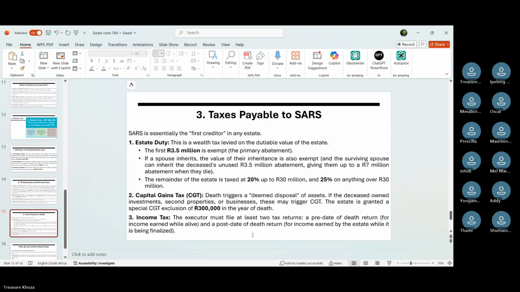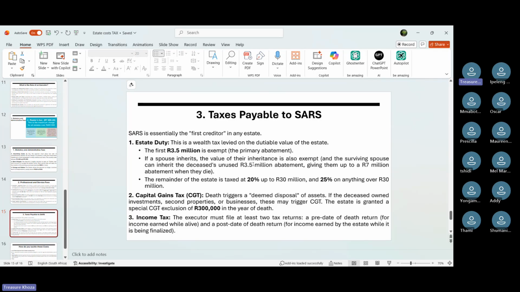The remainder of the estate is taxed at 20% up to 30 million, and 25% on anything over 30 million. So if my estate is above 30 million, I'm subjected to 25% estate duty. If it's less than 30 million, I'm subjected to 20%, and that 20% is counted after the 3.5 million. If my living spouse inherits everything from me, then it will be applicable after 7 million, which is a great advantage, especially for those of you who are married and will pass everything to your living spouse.